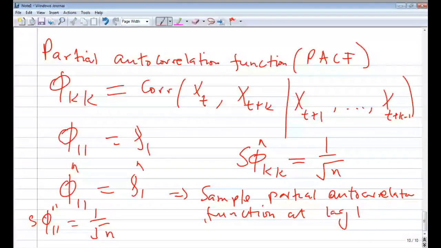So now let's go to the partial autocorrelation function at lag 2. In other words, it's phi 2,2.